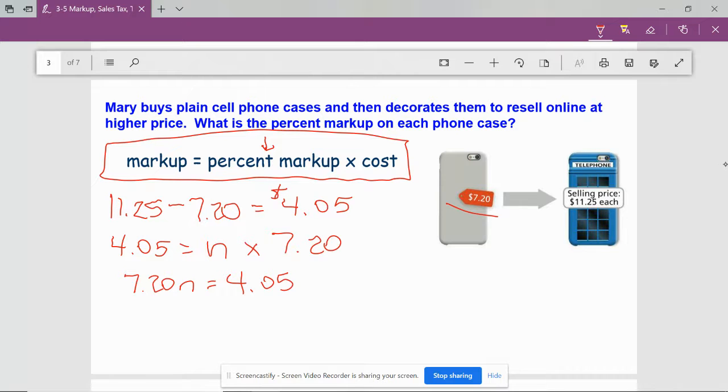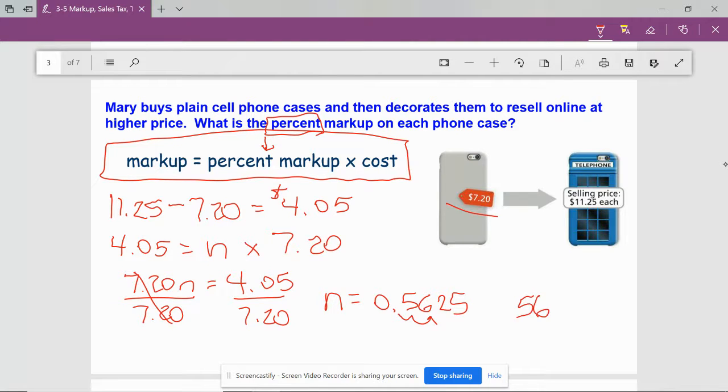So we have 7.20n equals 4.05. And if you remember, we're going to divide by 7.20 so they cancel out, but what we do to the left, we have to do to the right. And so we're going to get n equals 0.5625. Now, it's asking us for a percent. When we make a percent out of a decimal, we have to move the decimal place two places to make it into a percentage. So that's going to be 56.25%. That's the answer for that one.